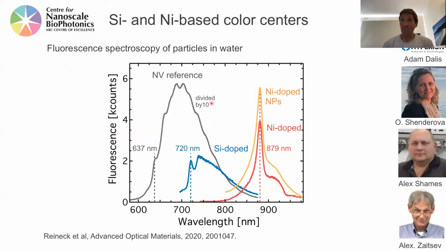Another nice thing is that, so most of the work here was done on micron-sized particles, but the optical properties of these particles are still present in nanoparticles, around 50 nanometers in size. So for the silicon vacancy center, it was quite well known that they survive in small nanoparticles, but for the nickel center, that was not so obvious. So this is the fluorescence spectrum of the different particles in water. So you see the silicon-doped particles here and the nickel-doped particles here, the micron-sized particles and the nanoparticles as well.